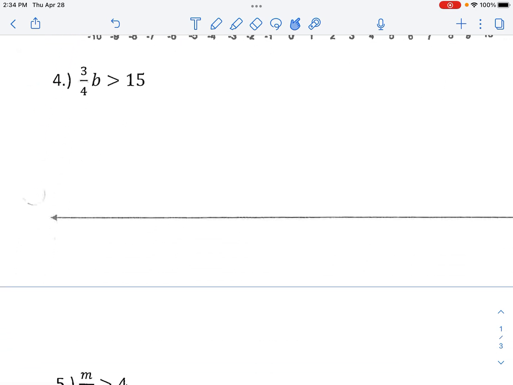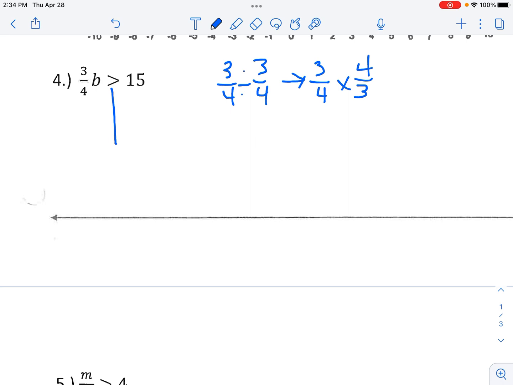3/4 times what is greater than 15? So we're going to draw the mirror. The variable's on the left. So this is asking 3/4 times what? The opposite of multiplying by 3/4 is dividing by 3/4. Now remember, when we divide by 3/4, we do keep it, switch it, and flip it. So this is what we're going to do to solve. We're going to do the inverse operation.